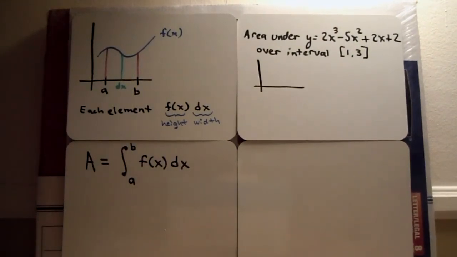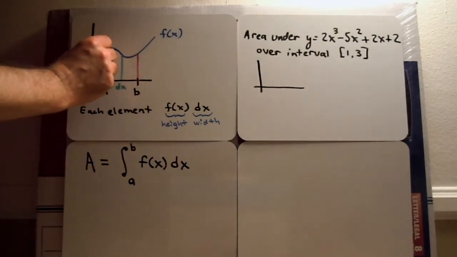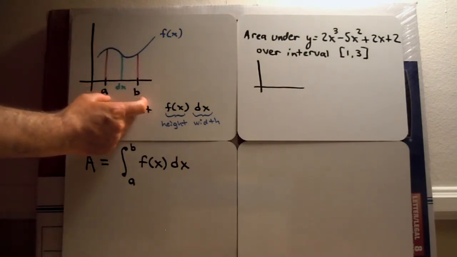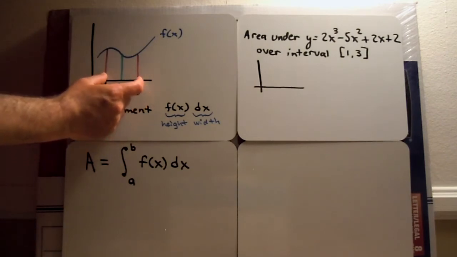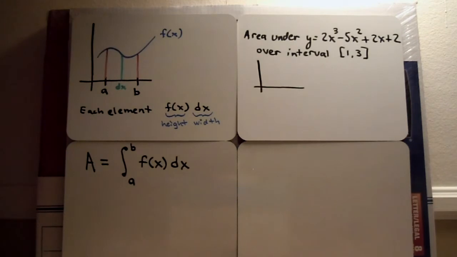Here's an example to illustrate the concept that the definite integral gives you the area under a curve. So, we have a function, f of x, and we have an interval from a to b. We want to determine the area under the curve over the interval from a to b.